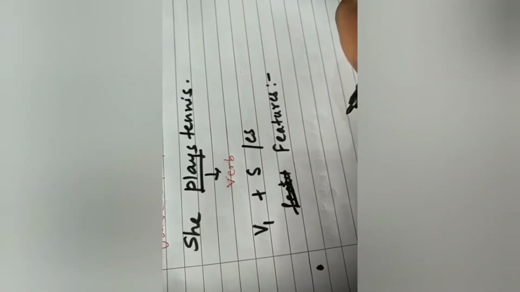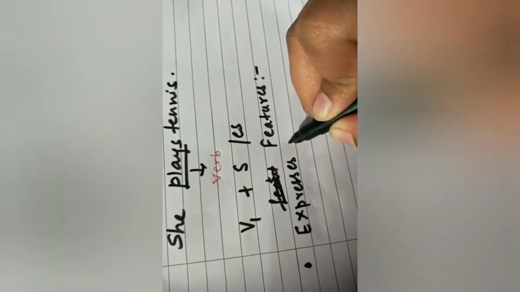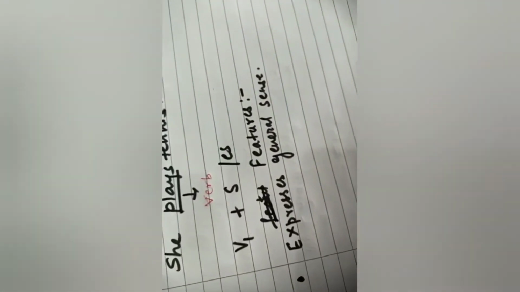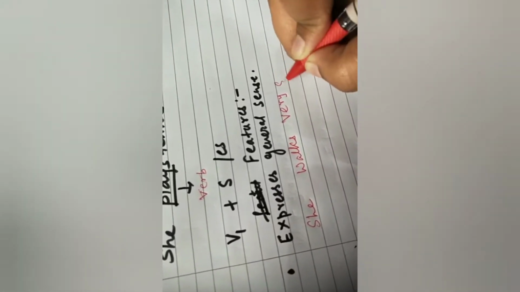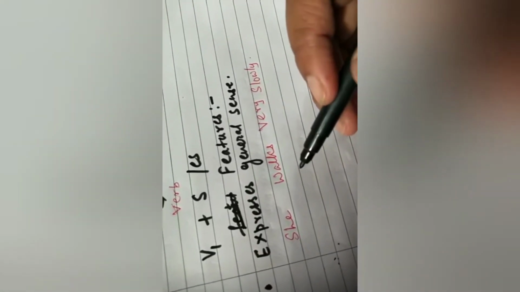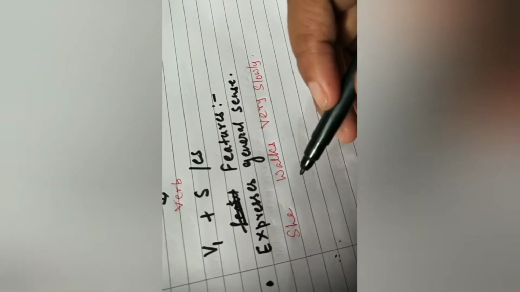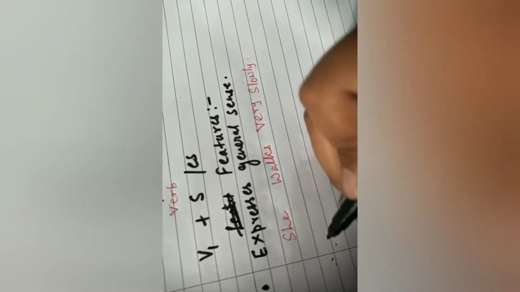What does simple present tense express? It expresses a general sense. General sense means, like you can say, she walks very slowly. So generally the speed of her walking is very slow. So this is the general sense. Then it is used for some habitual action.